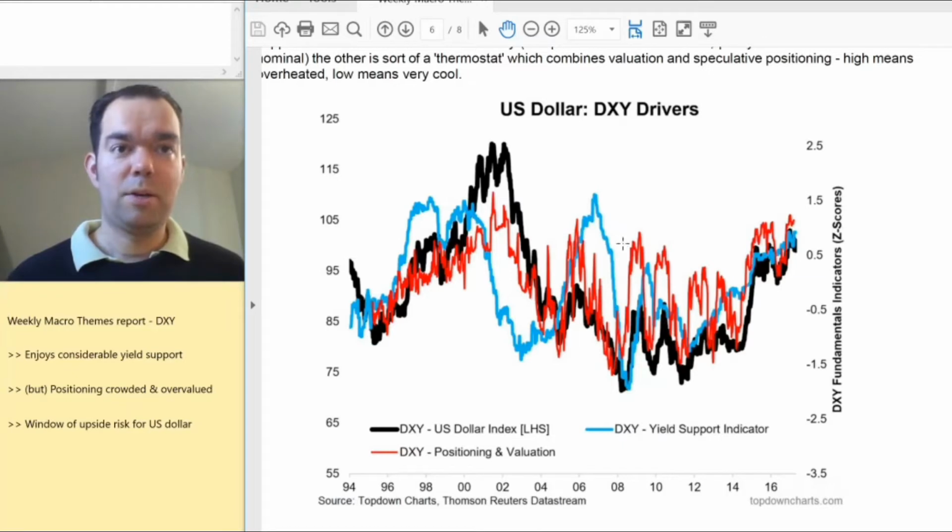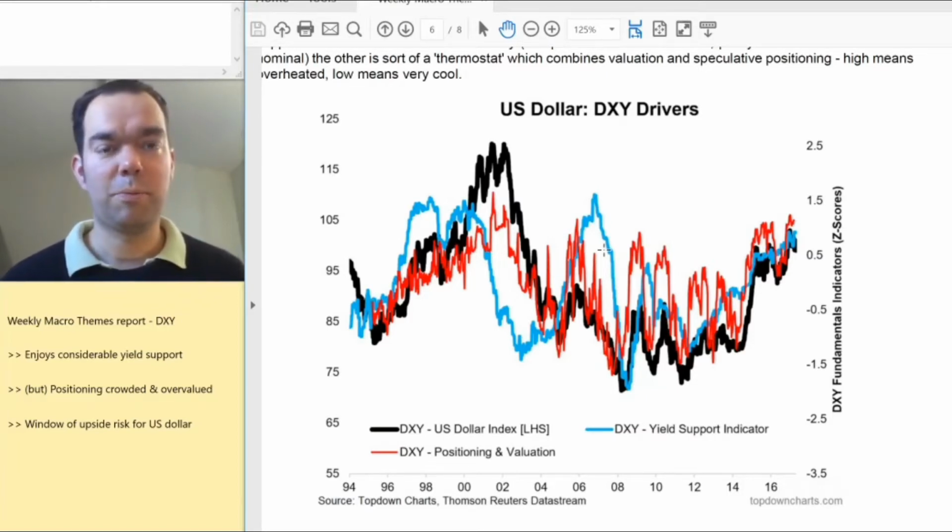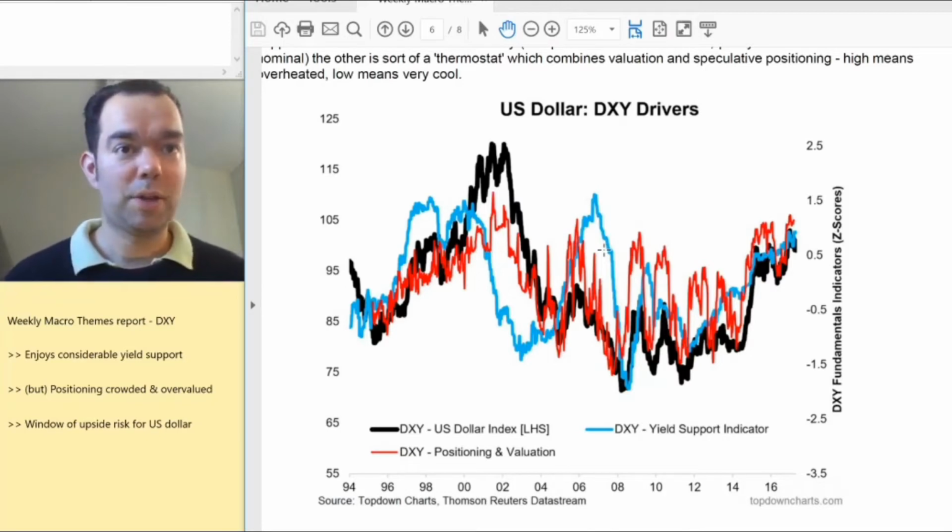Looking at the blue line, the components that go into that are the G10 interest rate differentials. So that's 10-year bond yield differentials, short-term policy rates, and also real short-term policy rates. And so you get a composite picture there. Sometimes one is driving it more than the others, but overall you can see on the chart that in the times where it's seeing considerable support, it's often driven by that yield support. And when the bull market ends, you can often see that the yield support starts to go out the window.